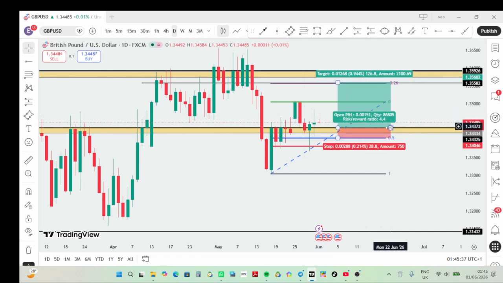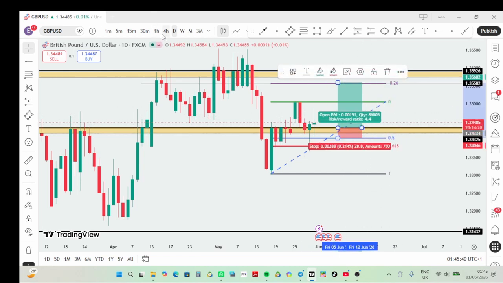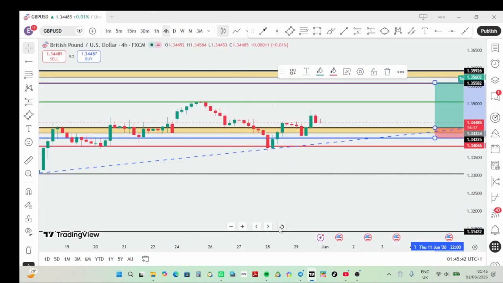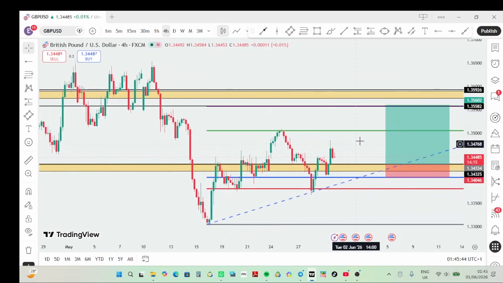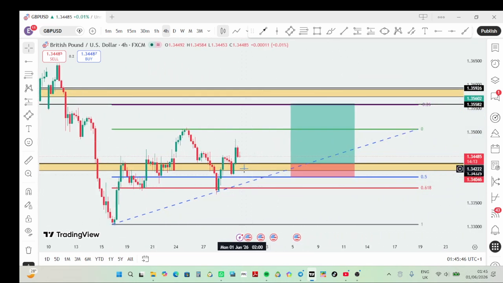Take my profit, 126 pips. Then let's look at it on a 4 hour time frame. So that is what I'm expecting to happen on the 4 hour time frame. Market pushes back to this zone.